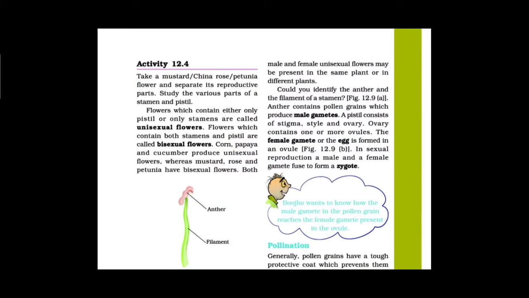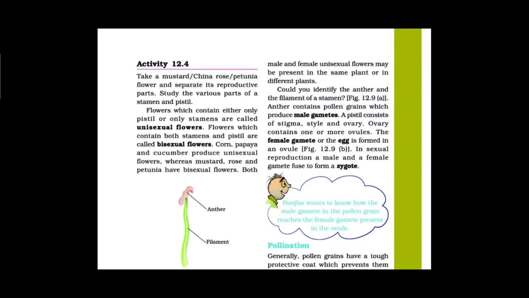Anther contains pollen grains which produce what? Male gametes. A pistil consists of stigma, style and ovary, and the ovary contains one or more ovules. The female gamete or the egg is formed in the ovule. In sexual reproduction, a male and the female gamete fuse to form a zygote.